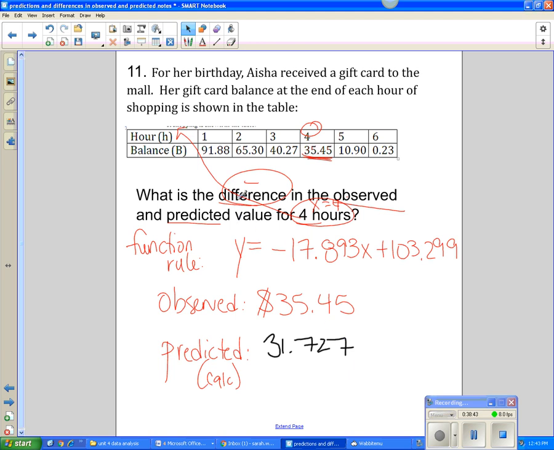All right, the last thing you have to do is subtract because it asks for the difference. So the answer is going to be 35.45 minus 31.727, and you get 3.723 when you subtract them.